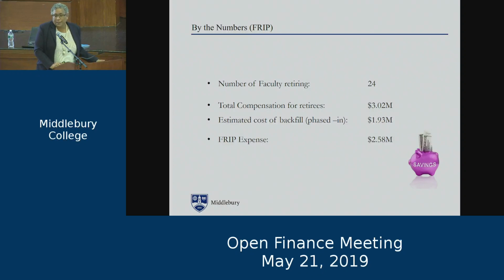Pulling out just the impacts of the faculty retirement incentive program, as I said, of the 27 faculty retiring, 24 of them were in the faculty retirement program. The total compensation for them is about $3 million. We do estimate, as I said, having to backfill beginning in FY21 over the next several years after that to begin to phase back in some of those retirements, estimating there about a $1.93 million backfill. And then again, there you see the FRIP expense.